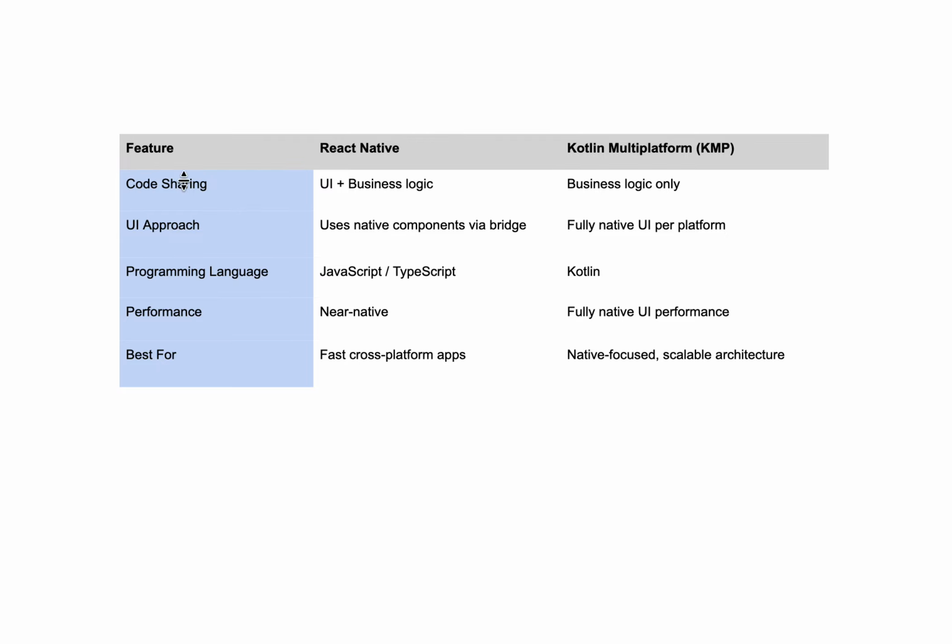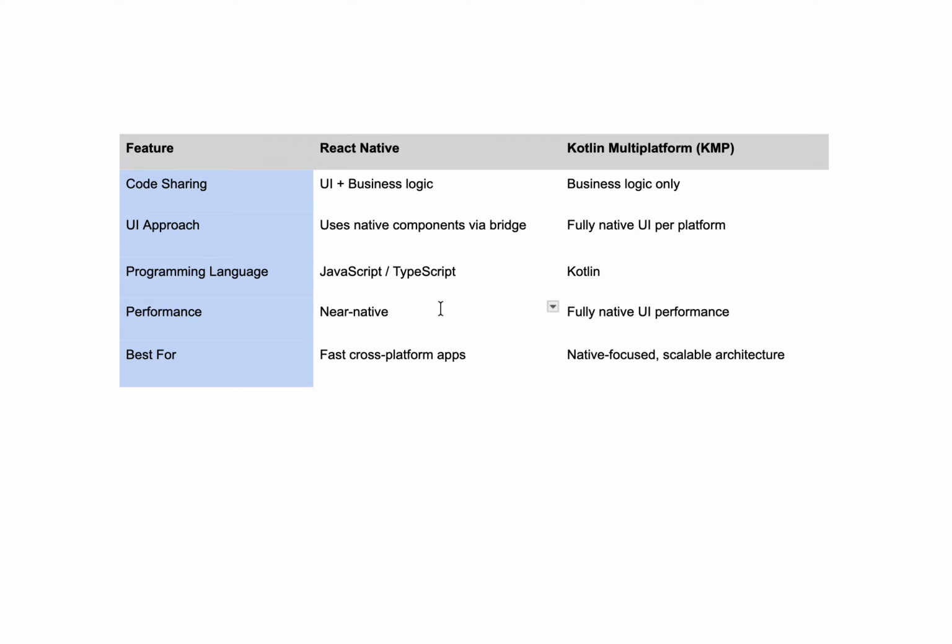So as far as code sharing is concerned, React Native is UI plus business logic, whereas Kotlin only handles the business logic. It does not go into the user interfaces. React Native uses native components via a bridge, while KMP is fully native UI per platform. Programming language: React Native uses JavaScript or TypeScript, while KMP uses Kotlin.